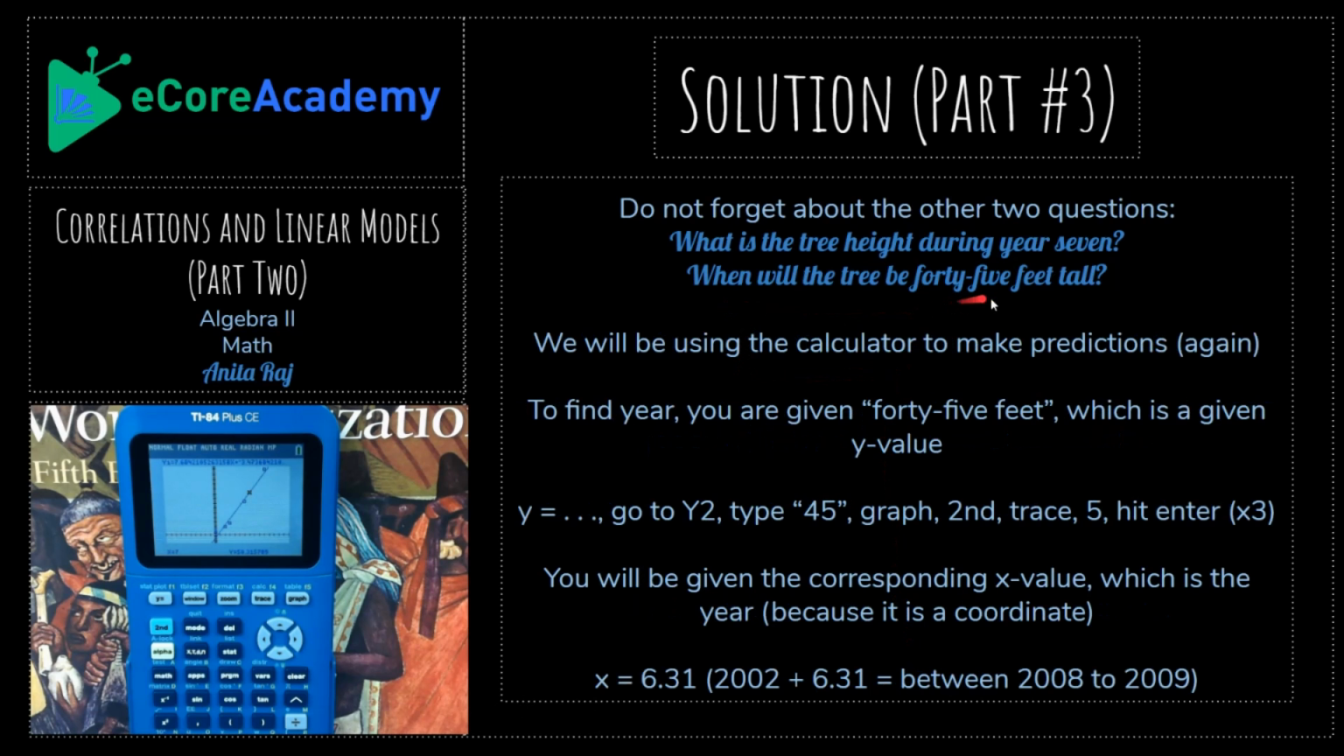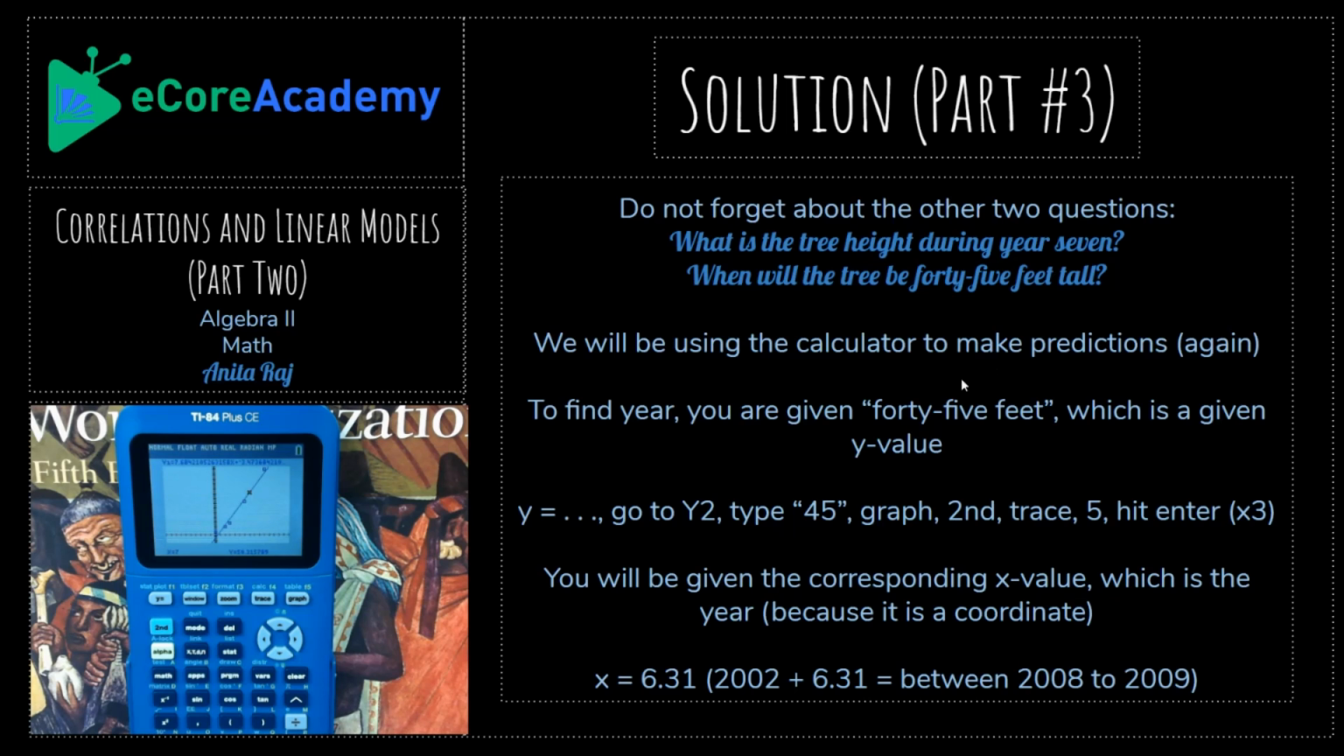When will the tree be 45 feet tall? We'll be using the calculator to make a prediction again. Right now we're trying to find the year. So what have we been given in this question? We've been given the height, so we want to find the corresponding year. You're given 45 feet, and feet is a y coordinate, which is a y value. Therefore we're trying to find an x value. So the prediction is based on us being given a y value, and we're trying to find the corresponding x value, as in the year.